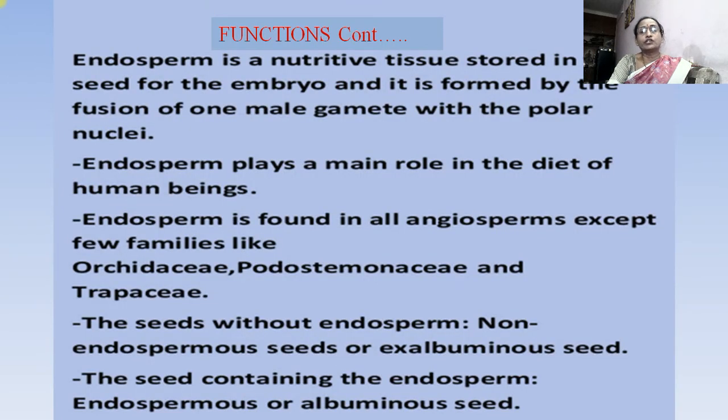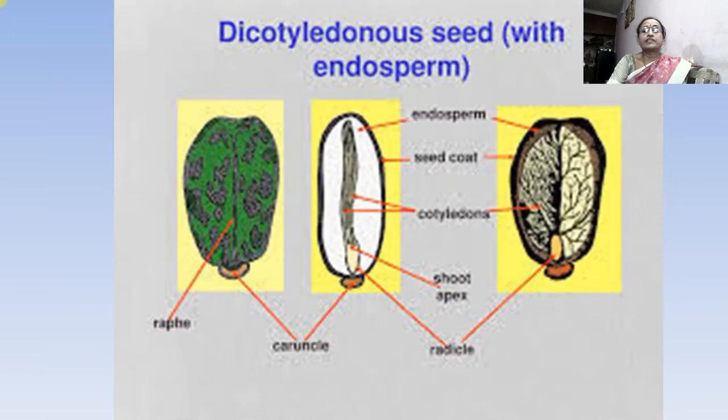Endosperm is nutritive tissue, as I told you earlier, stored in the seed. Endosperm plays a main role in the diet of human beings. It is also a main function of endosperm. Endosperm is found in all angiosperms except the families Orchidaceae, Podostemaceae and Trapaceae. The seeds without endosperm are called exalbuminous or non-endospermous seeds, and the seeds containing endosperm are called endospermous or albuminous seeds. This is a dicotyledon seed with endosperm.